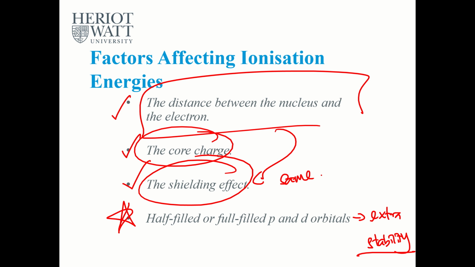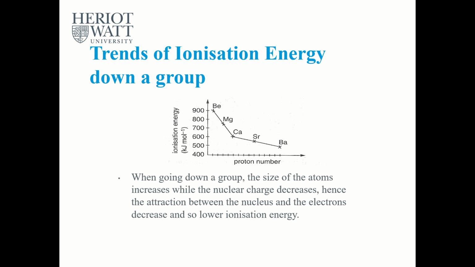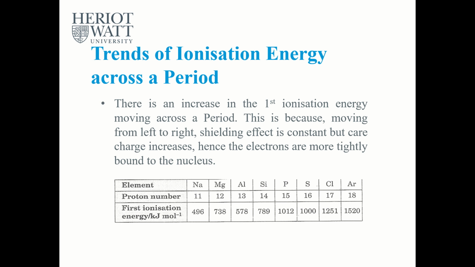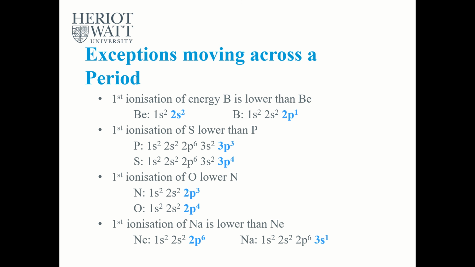So that's how it works, right? So I'll give an example. This trend down the group is the same as what we learned last time. Trend across a period is due to core charge increase, shielding effect staying constant, everything the same. But then look at this. I'll take the first case first. Okay, let's look at this.